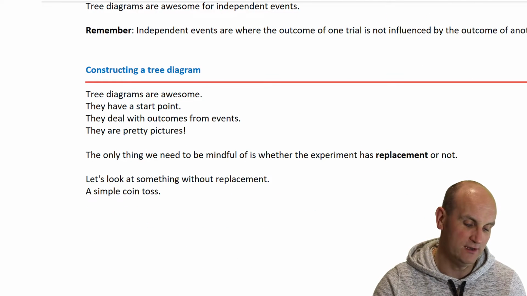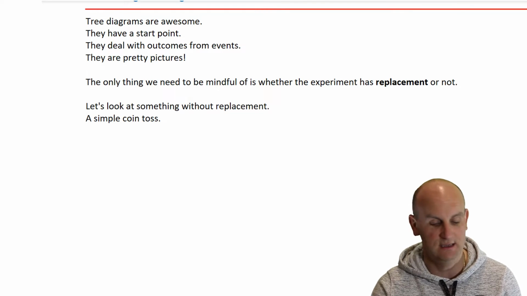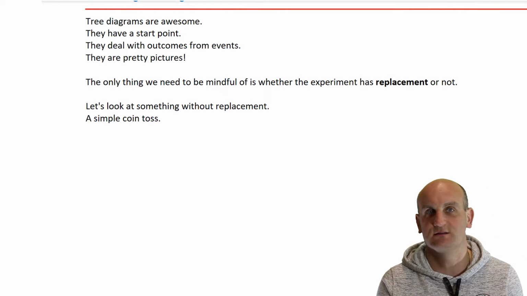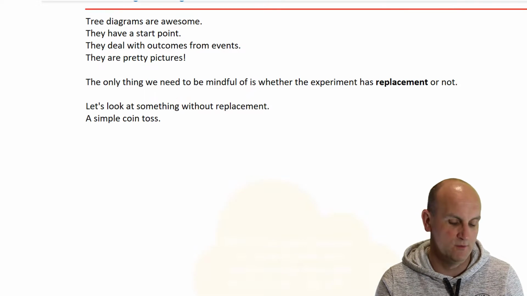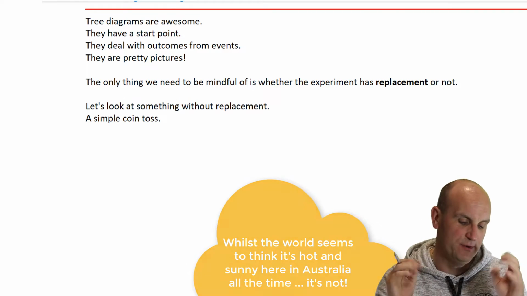Now, I love tree diagrams. They are freaking awesome, as I say here. They have a start point, obviously. They look brilliant. They look like a tree sort of fallen over, which in Australia seems to be happening a lot at the moment with the wind and the rain we've got. And they have outcomes, they have events, they have pretty pictures.